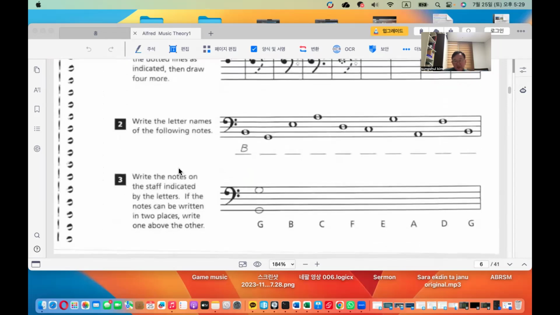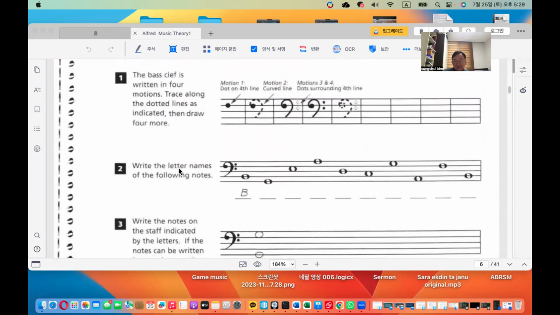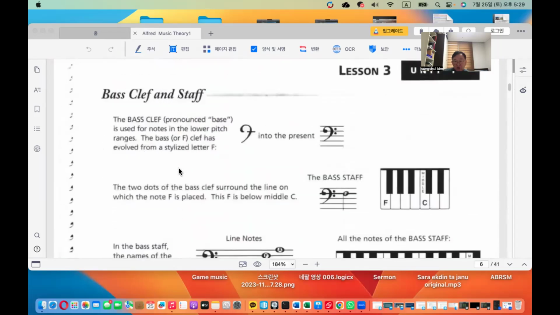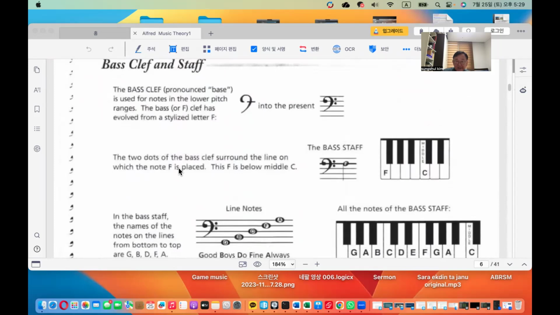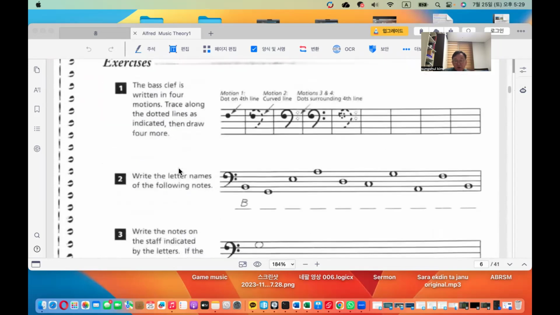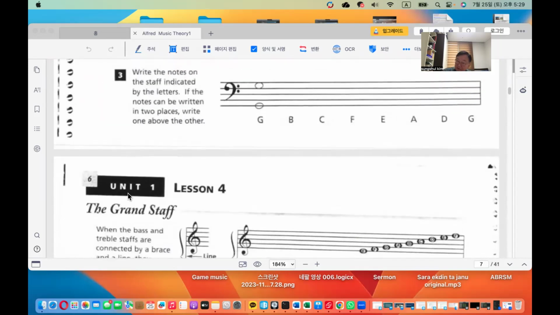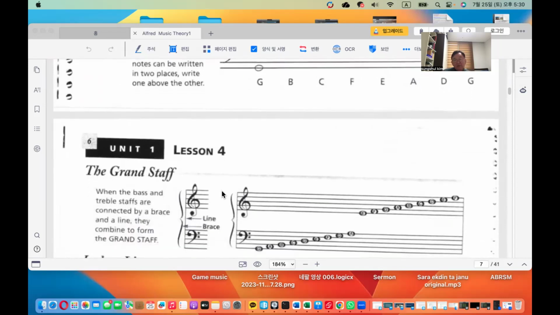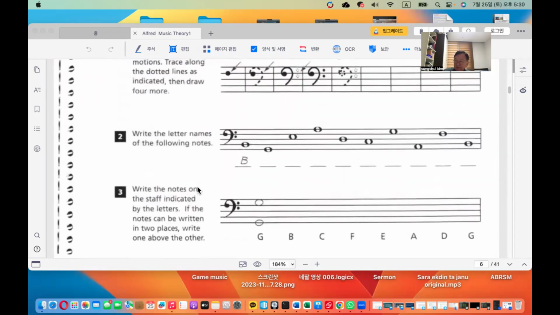Tomorrow, next time, we will learn about treble clef plus bass clef equals what? The grand staff. We will learn about the grand staff next time.